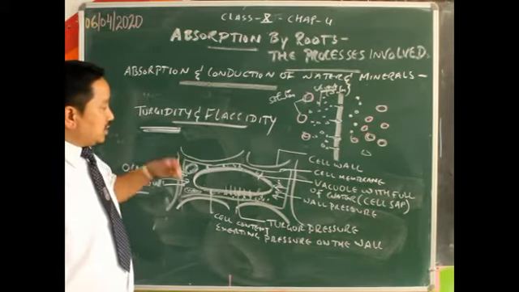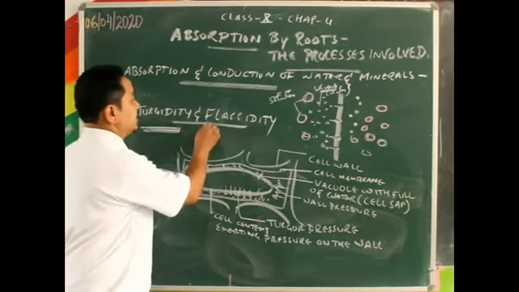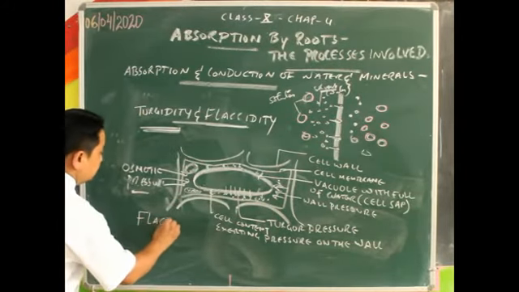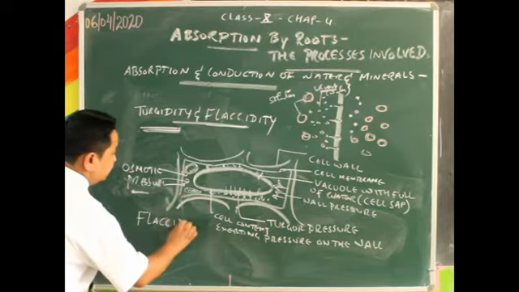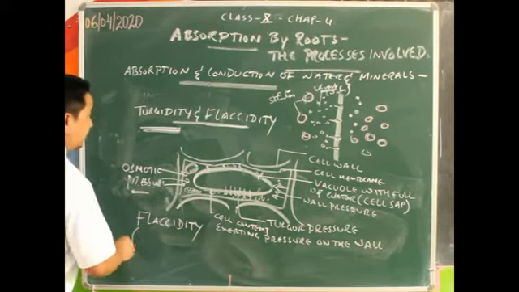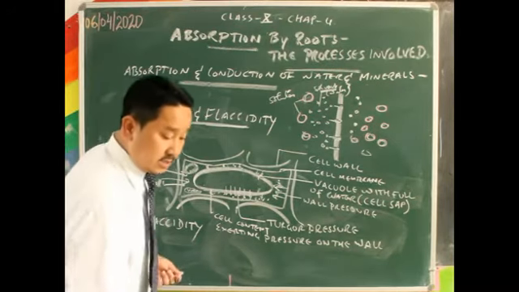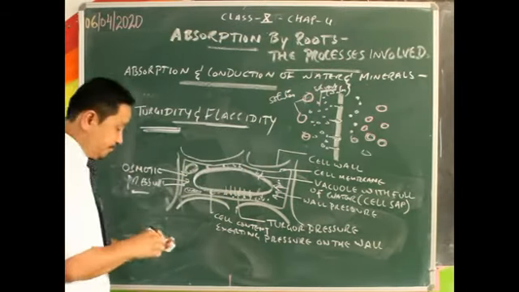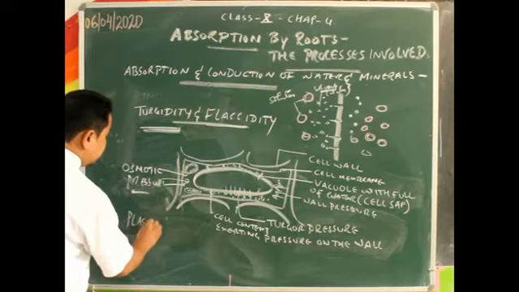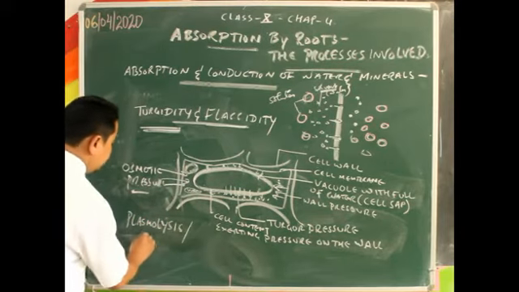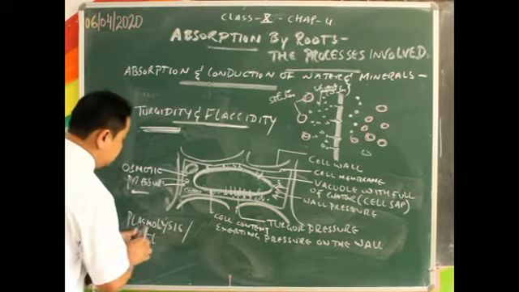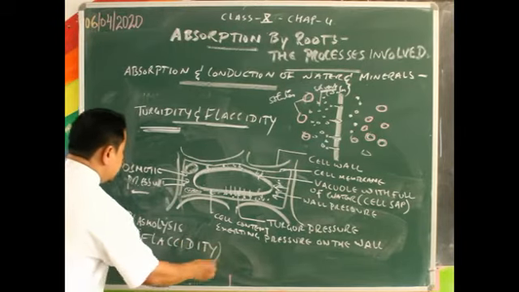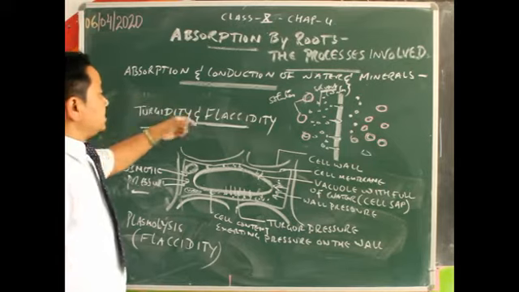Then, just opposite to this turgidity, we have flaccidity. It is also called plasmolysis. The process is called plasmolysis. Better we write it in the bracket, flaccidity. So just opposite to turgidity is called flaccidity.